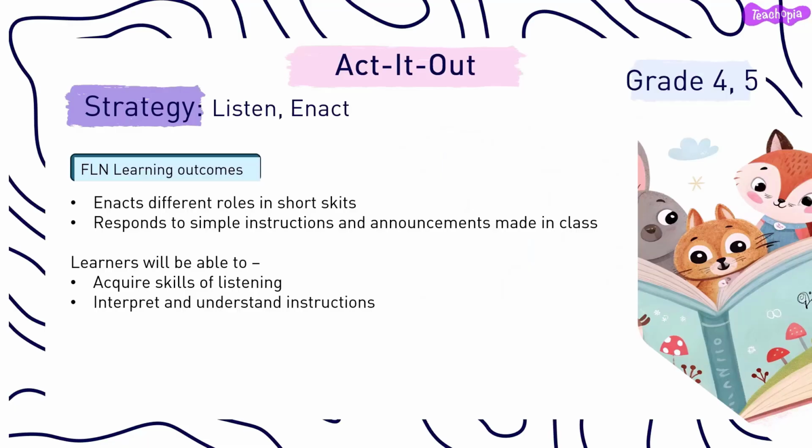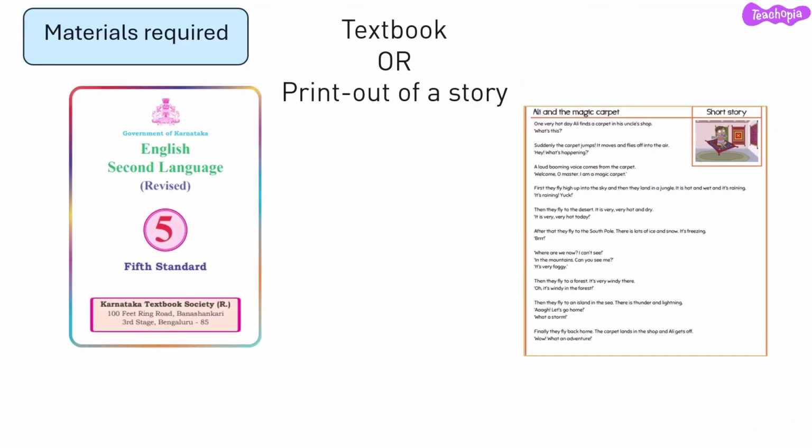Number 1, act it out. Now, this activity can be used for grades 4 and 5. The strategy that this activity uses are listen and enact. The FLN learning outcomes that we will cover in this activity will be enacting different roles in short skits and responding to simple instructions and announcements made in the class. Learners will be able to acquire skills of listening and interpret and understand instructions through this activity.